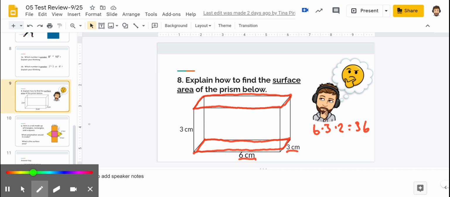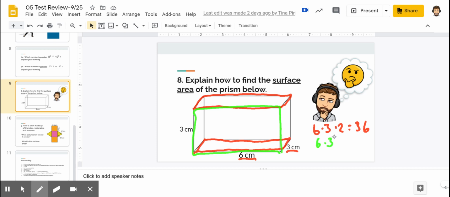The front side is a 6 by 3 rectangle, so its area is 6 times 3. And there is an identical back side as well, so we will double that to include the area of the back side. 6 times 3 is 18. 18 times 2 is 36.